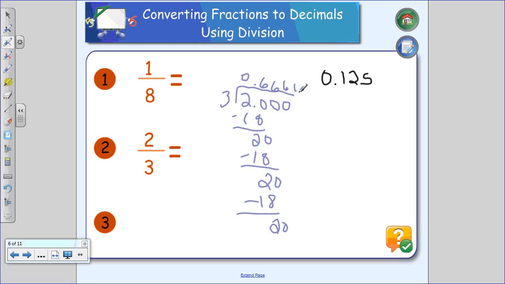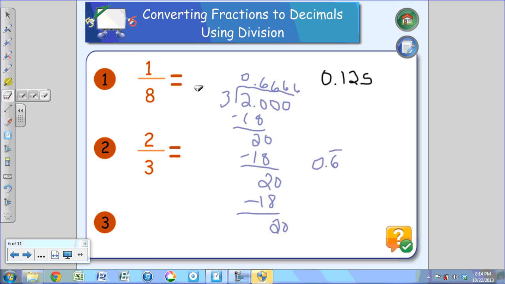So if you get 2 or 3 in a row of the same number, we're just going to round it. So this is 0.6, and I can put a bar over top of it. That's our repeating bar. That means that 6 is just going to go on and on. You could do this all day long, but you're never going to get anywhere. So that is my answer, 0.6 repeating.